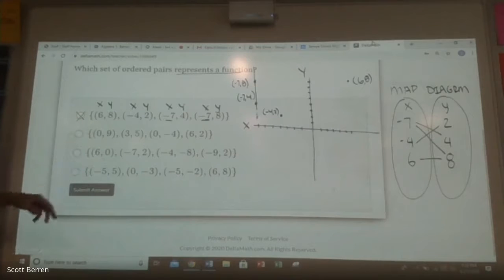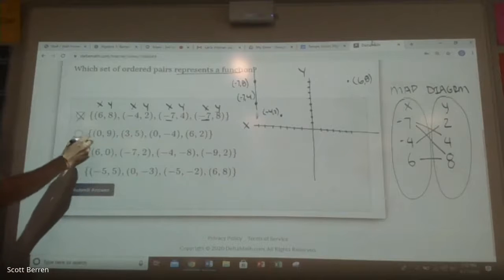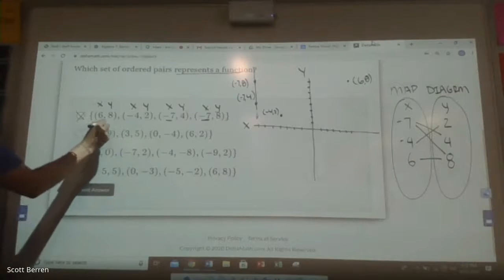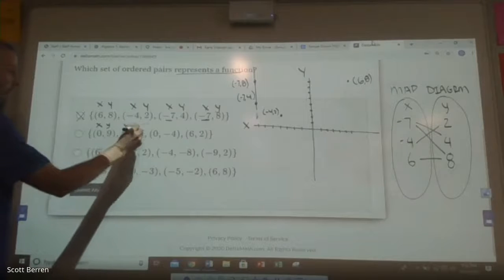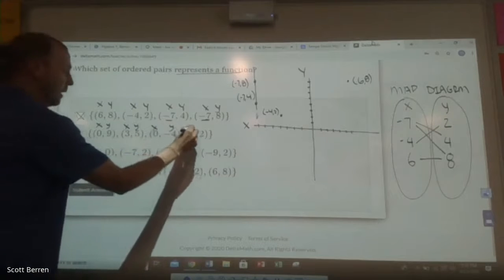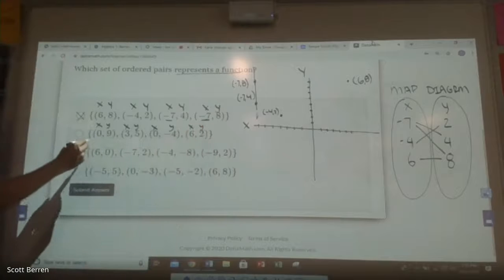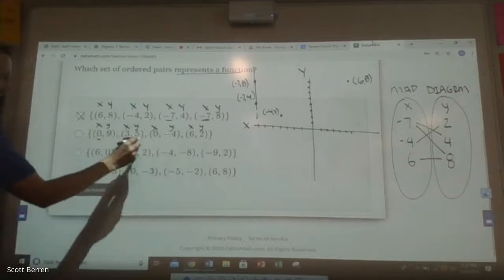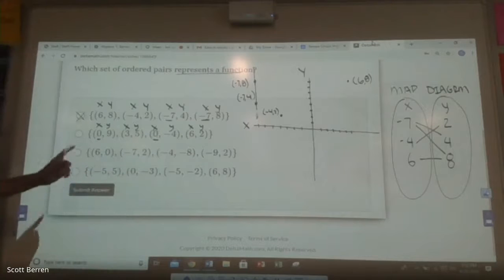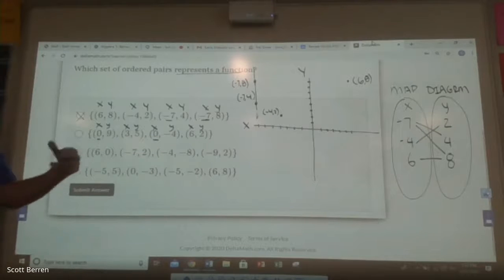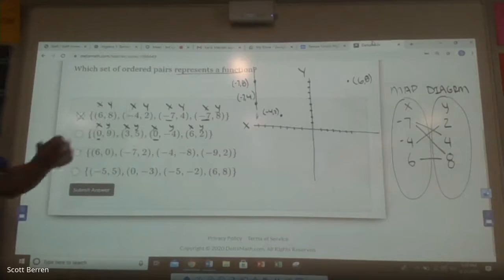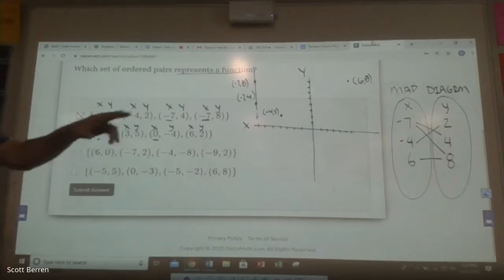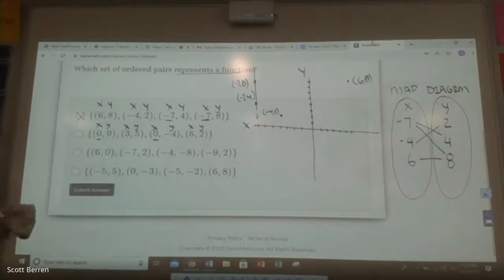Let's take a look at this second one. And let's first start off by seeing if there's any numbers that repeat. So I've got any x values that repeat? Are there any x values that repeat? 0, 3, 0, 6. Well, right away I see the zeros repeat. So I know this is not going to be the correct answer, but just so we can do it, because I want you to get this practice as well, let's go ahead and do the map diagram and let's graph it.